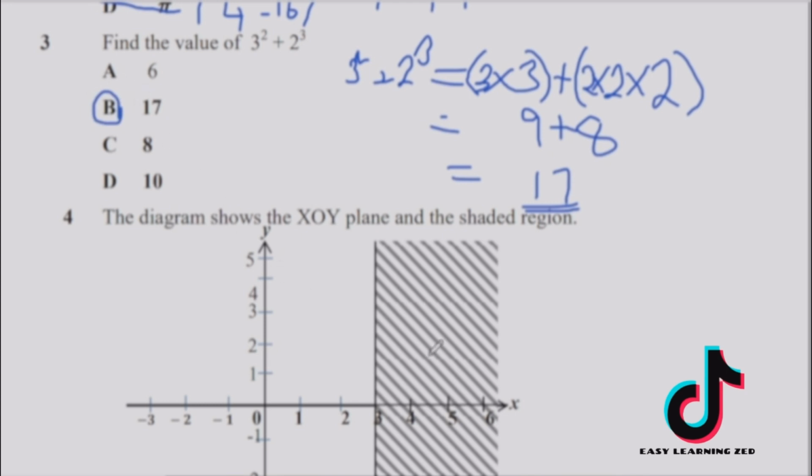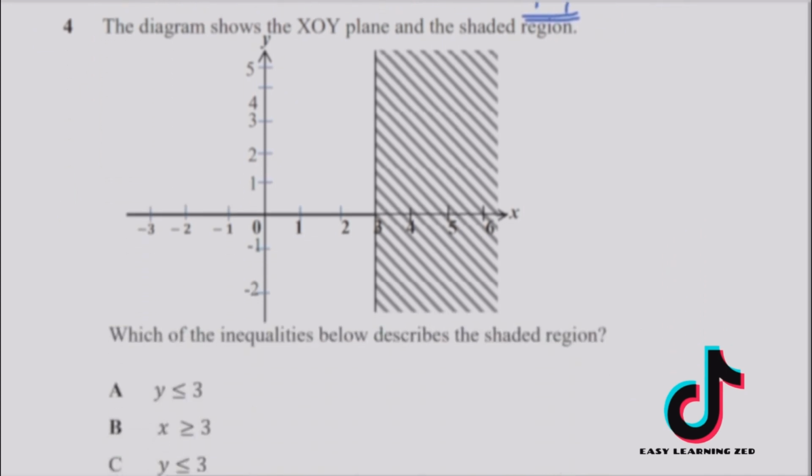Okay, all right. Now we can go to question number 4. Question number 4 is, the diagram shows the x-y plane and the shaded region. So this is the shaded region. What you need to do is pay attention to where this line is crossing and the area which is shaded. Which of the following inequalities below describes the shaded region?